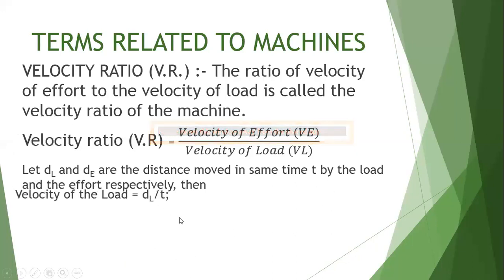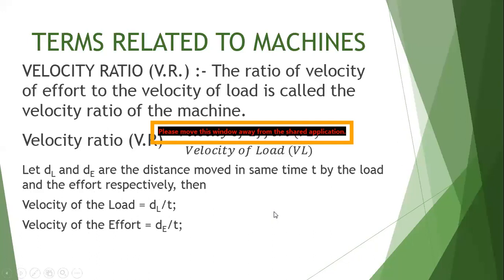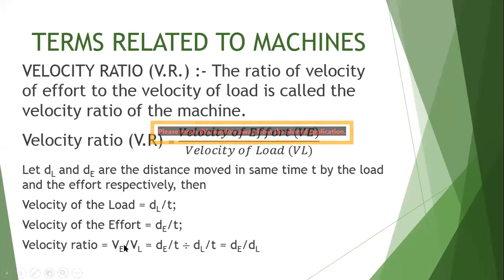Okay, so the velocity of load. Now how will we find out the velocity of load? We know velocity is nothing but displacement upon time. So the velocity of load will be the displacement of load upon time. And what will be the velocity of effort? It will be the displacement of effort upon time. So velocity ratio will be velocity of effort upon velocity of load.